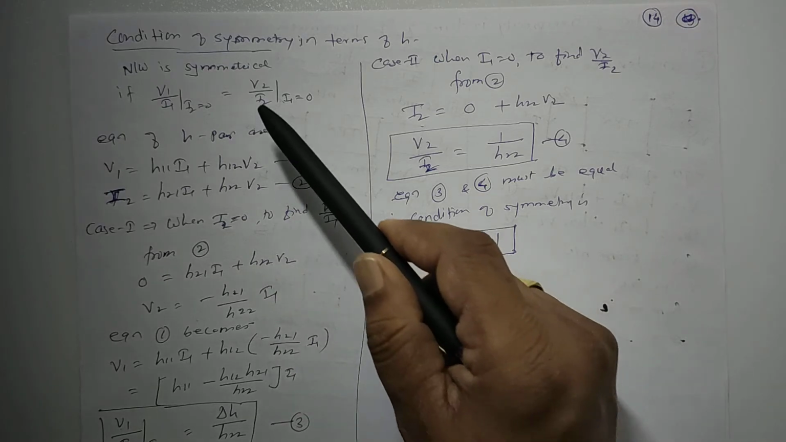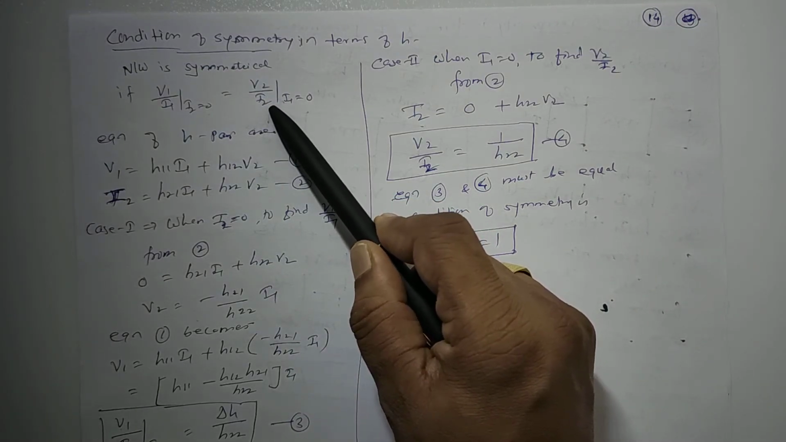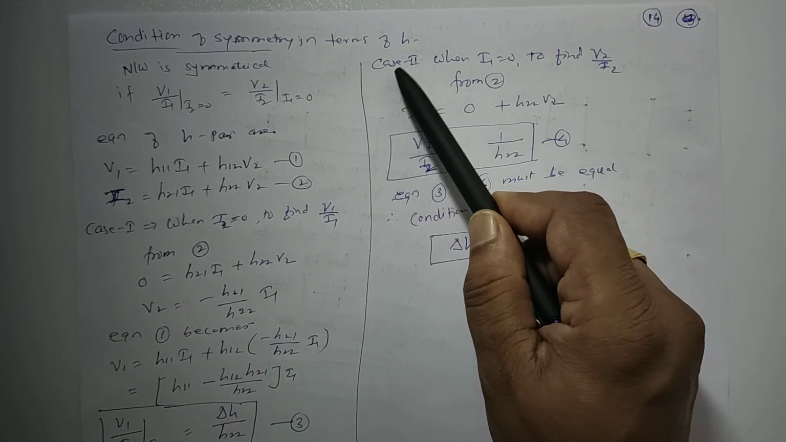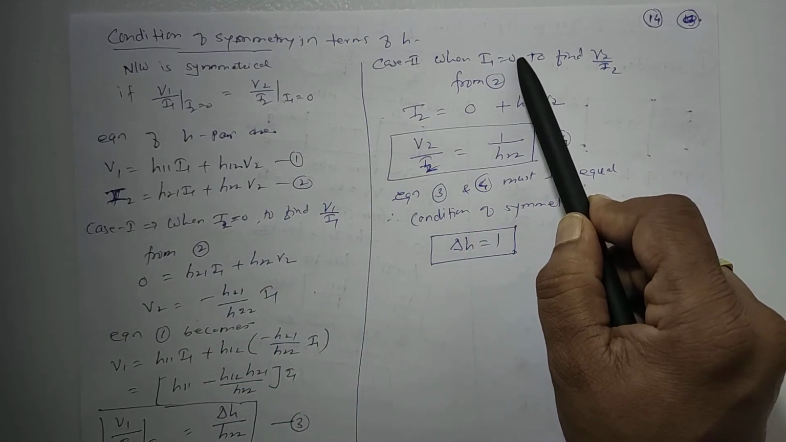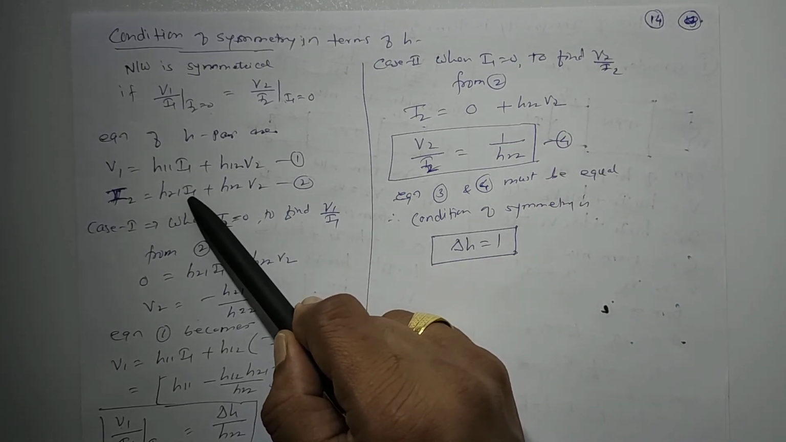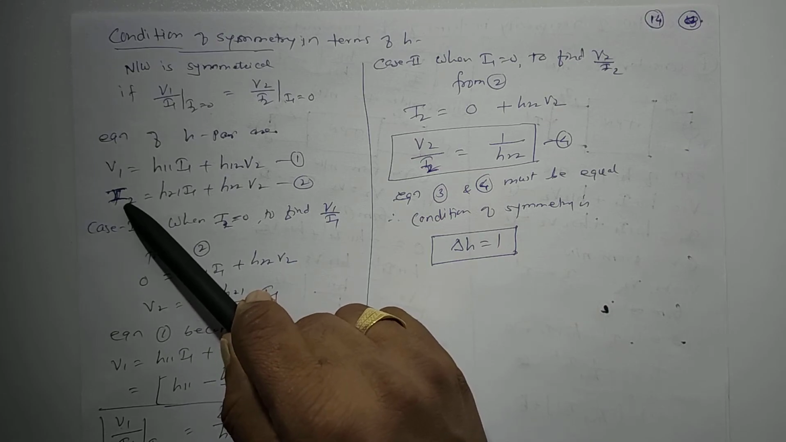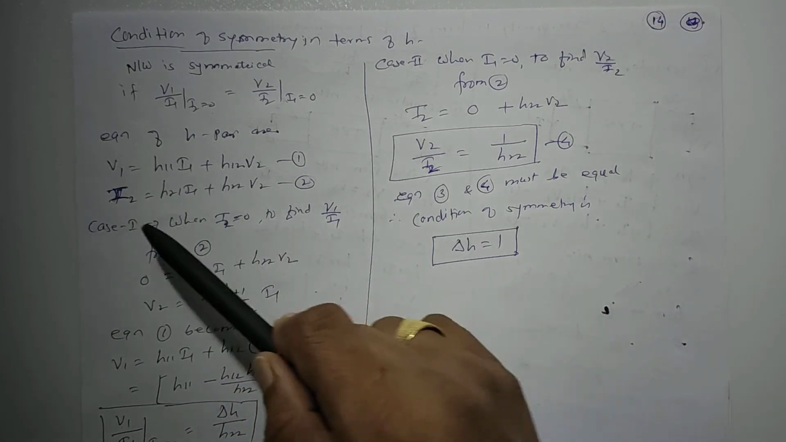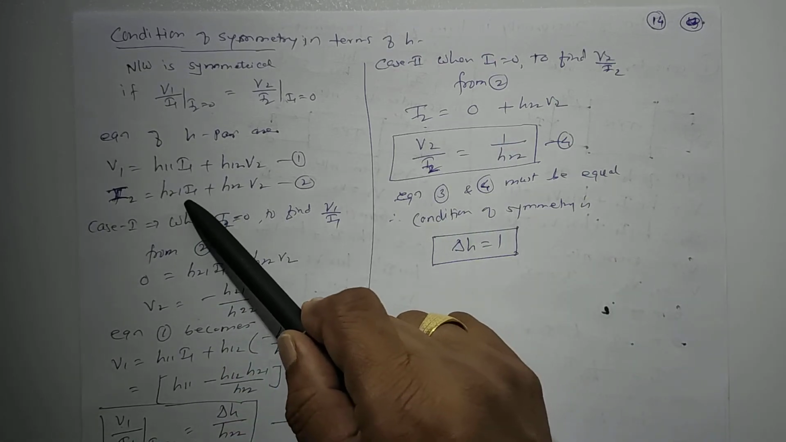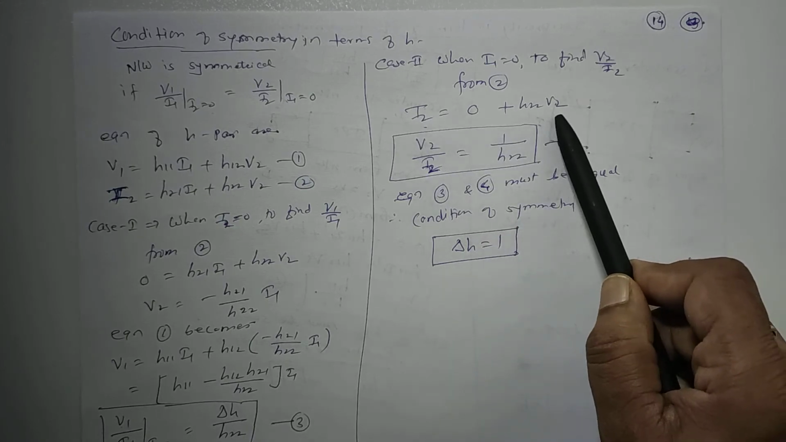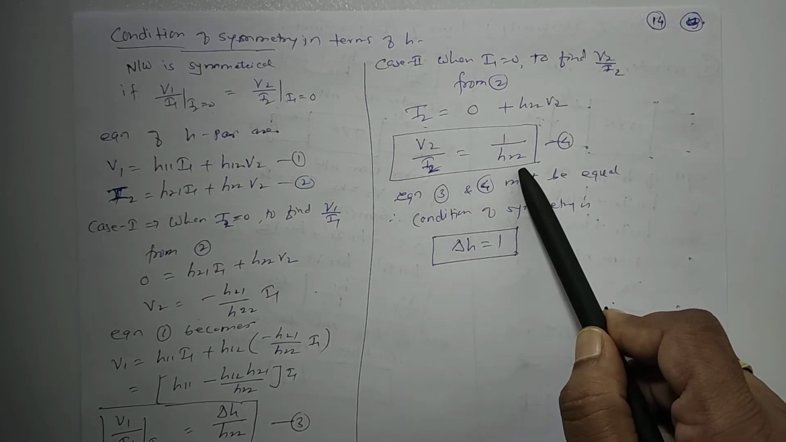Now next, you have to find V2 upon I2 when I1 is equal to 0 from these two equations. So case 2: when I1 is equal to 0, how do we get V2 upon I2? When I1 is equal to 0, V2 upon I2 you get directly from equation 2. From equation 2, I2 stays as it is, I1 is 0, and we have H22 V2. Therefore V2 upon I2 is 1 upon H22.